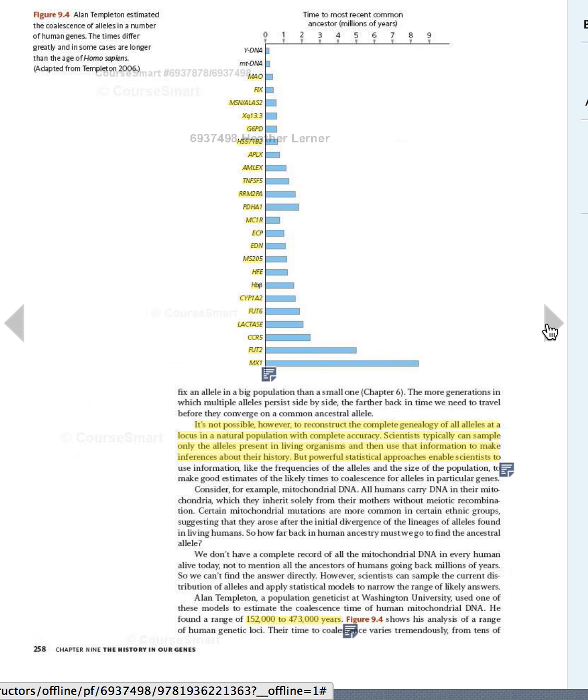Know those numbers. This figure here is one of a few that shows you variation in evolutionary rate. This is across alleles for different human genes. There will be a few other figures like this, so pay attention to this variation and what it means.